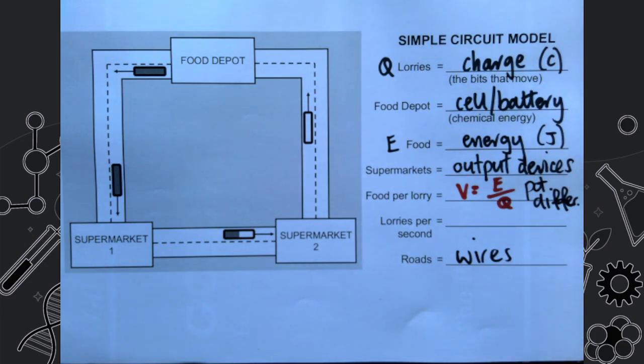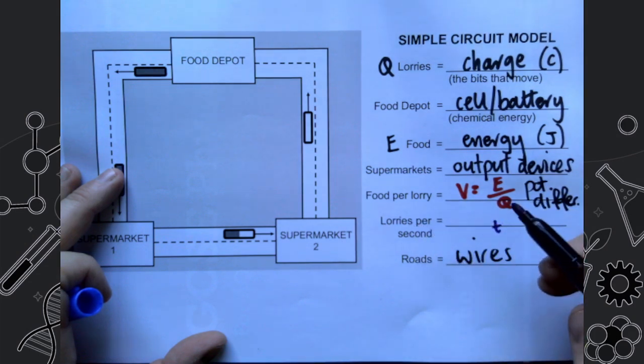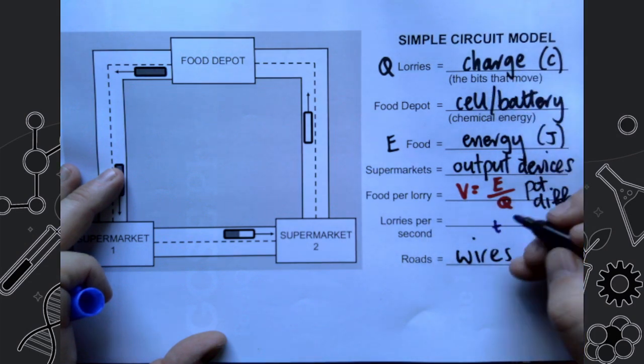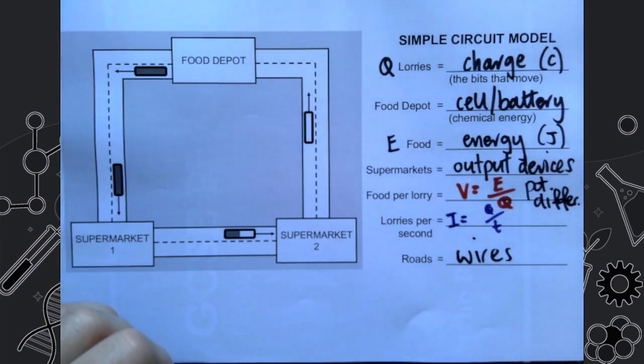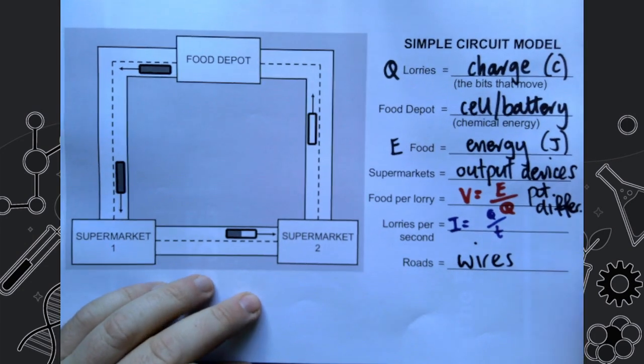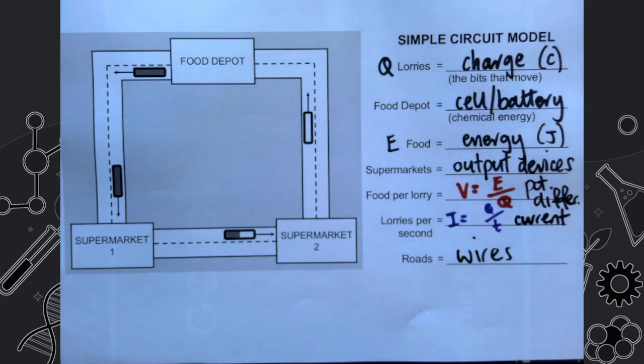And for the lorries per second, well, time is measured in seconds, so that's going to be T. And the lorries per second, that's the charge per second, so it's Q over T, and that is going to be our current. So our electric current is our number of lorries passing by every second. Okay, Q over T. Now, those equations will be given to you in the exam. Again, it's good to know where they come from. They're literally the definitions for potential difference and current. A bit of rearrangement there.